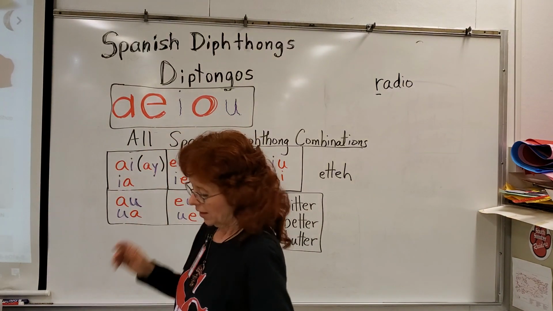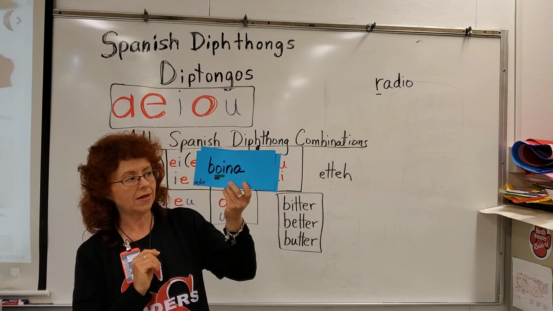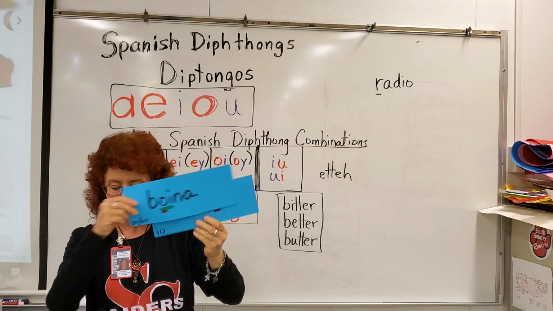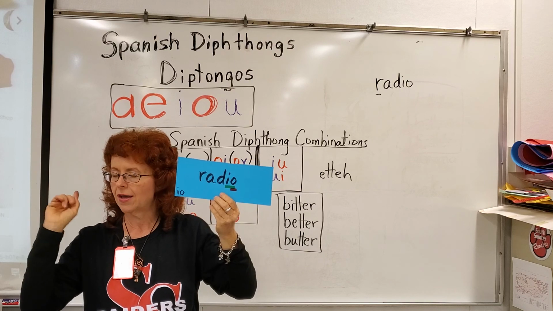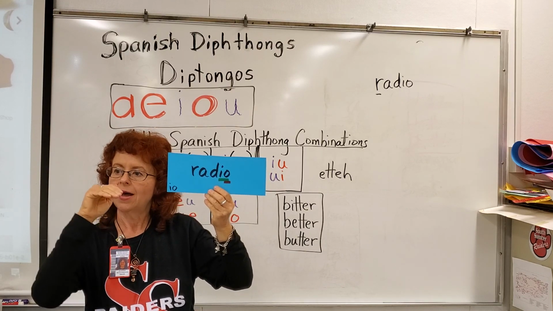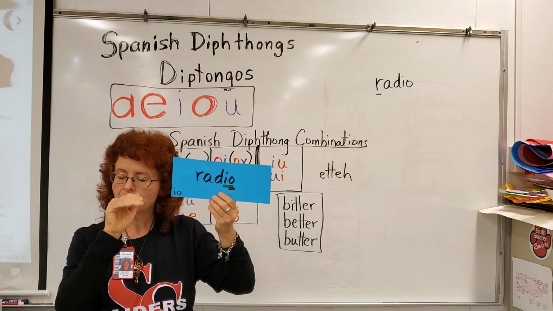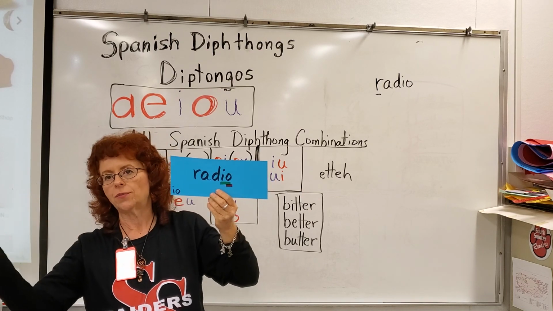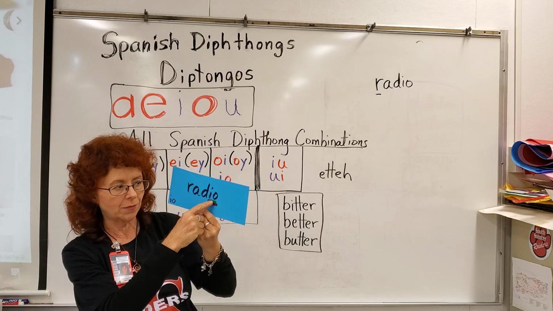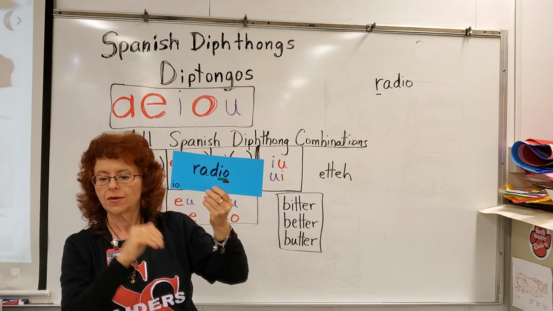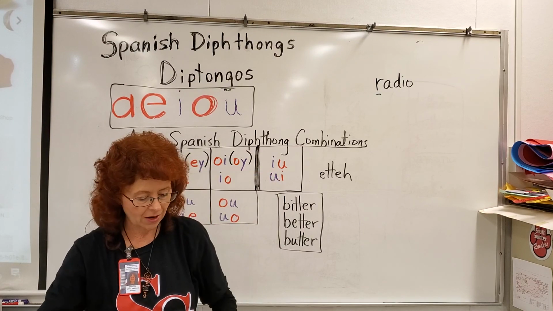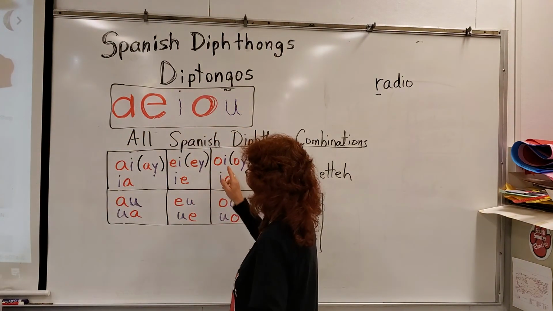So this word was, what was it again for pronunciation? Boina. All right, and here's my last one, which is the I-O. Yo, so radio. In English, radio, 3 syllables. In Spanish, 2 syllables because this is only 1 syllable. Radio. All right, so that is our first set, which is oi and yo.